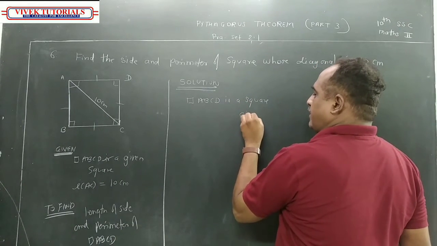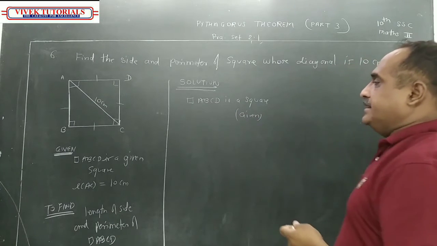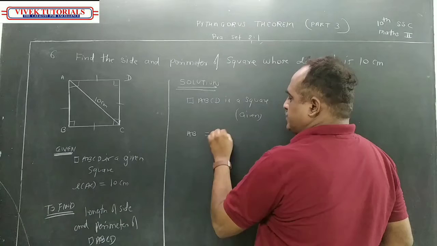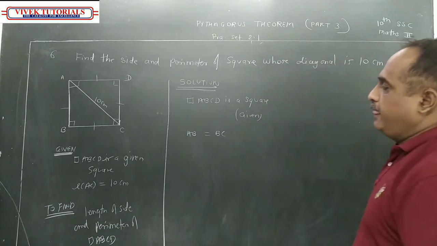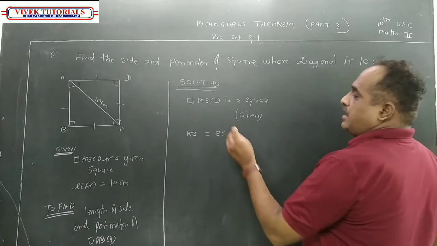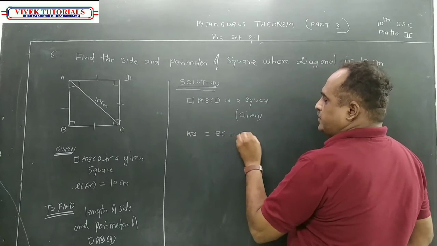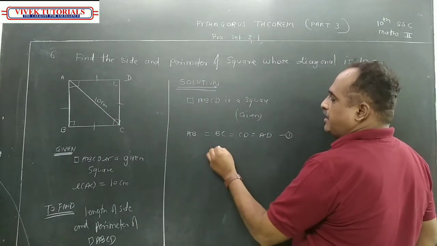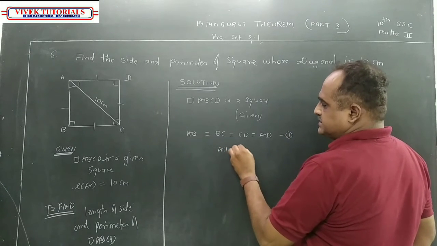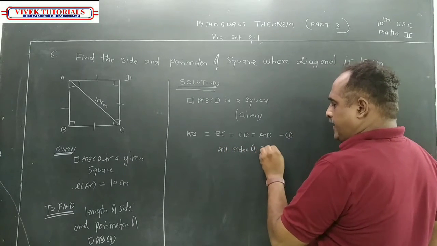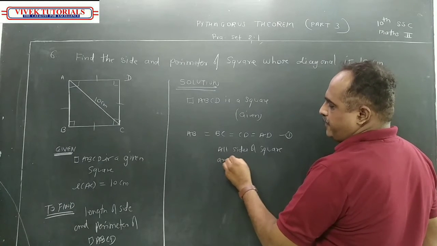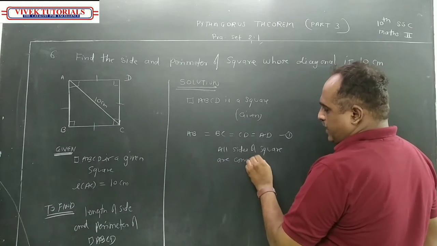This is given. Therefore, AB is equal to BC. You got it? Is equal to CD is equal to AD, equation 1. All sides of a square are congruent, are of equal length.